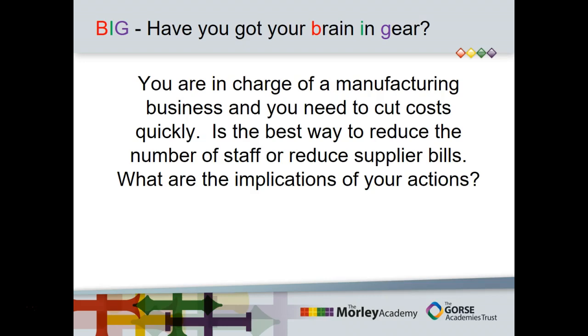With GCSE Unit 3, you're always going to be given choices to make. Both of these choices would work. If you're sat in a classroom now, your teacher will pause the video, or if you're at home and you've decided to watch this bit, that's great. Pause the video and ask yourself, how would reducing the number of staff work, and how would reducing supplier bills work, and what are the implications of the actions that you would take?